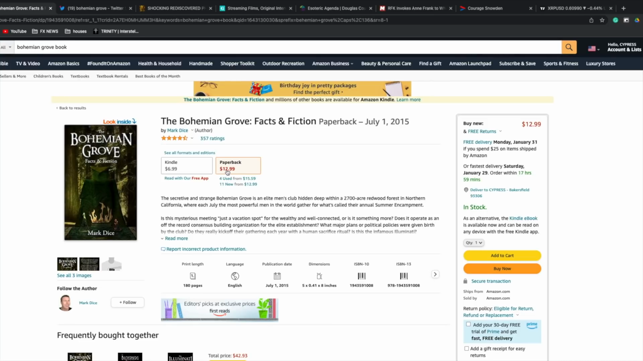It's a $12 paperback, and it's about the secretive and strange Bohemian Grove, an elite men's club hidden deep within a 2,700-acre redwood forest in Northern California, where each July the most powerful men in the world gather for what's called their annual summer encampment. Okay. All right. So you guys can go and get this book. I highly suggest it. I've read it. It's very intuitive, very informative. Like I said, I can't sit here and base my general opinion and tell you guys what I think of this. All I can give you guys is resources and tell you guys to do your own digging.